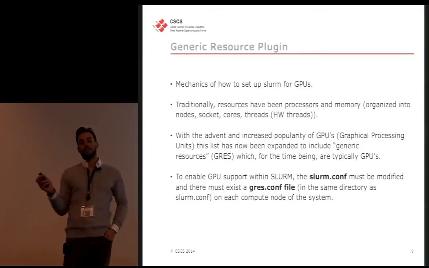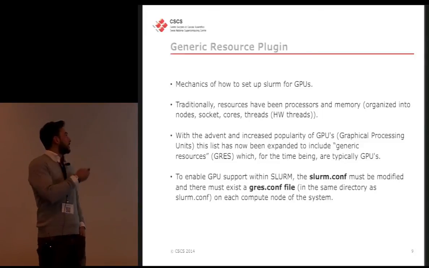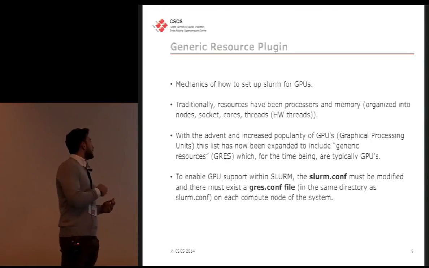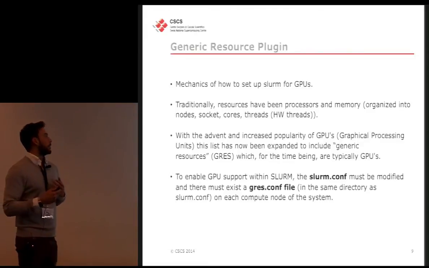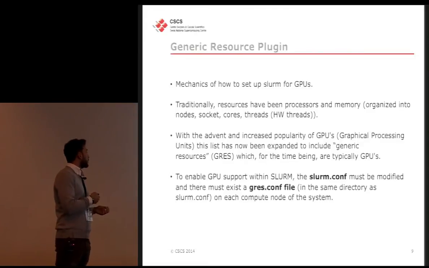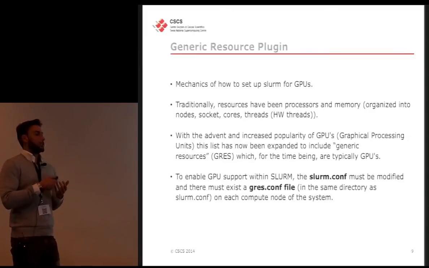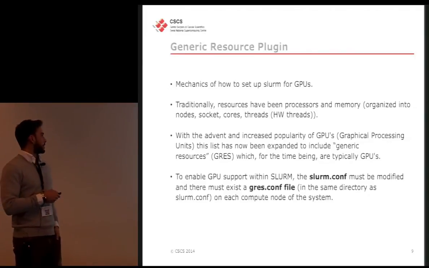If you don't use this plugin, SLURM only knows about sockets, cores, threads, nodes. But with this plugin, you can add every kind of generic resources. We use this for generic resources like GPUs. It's pretty simple and straightforward to use it.